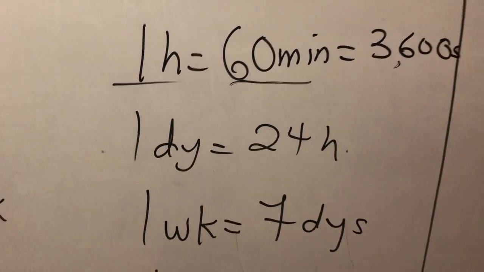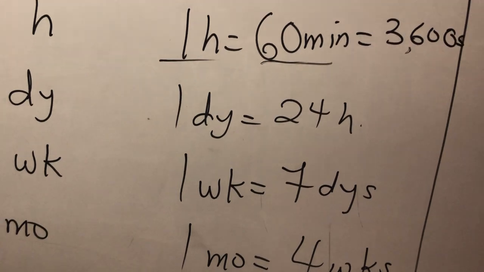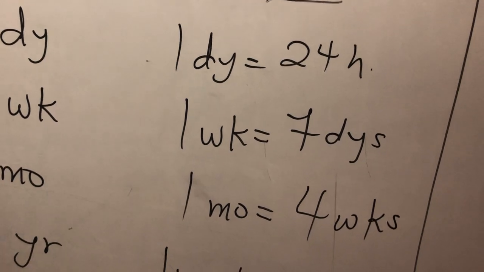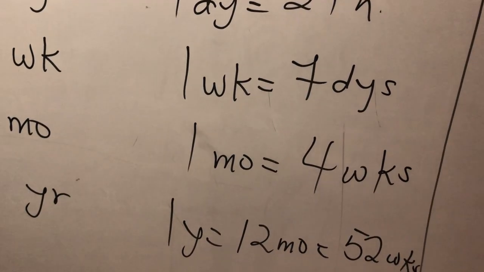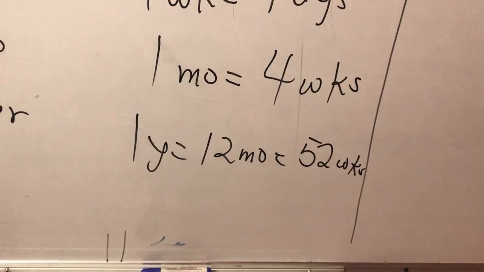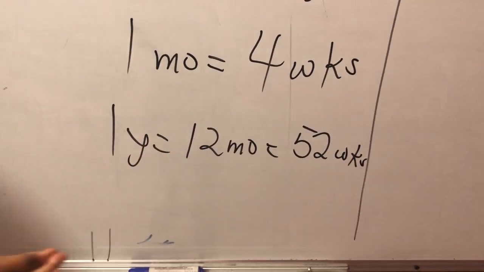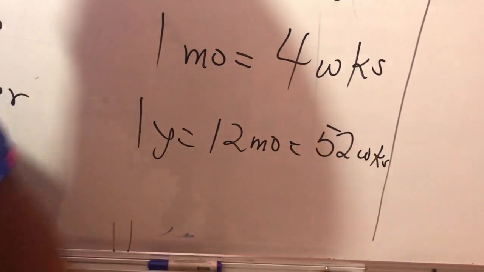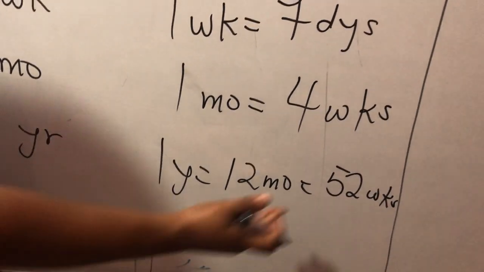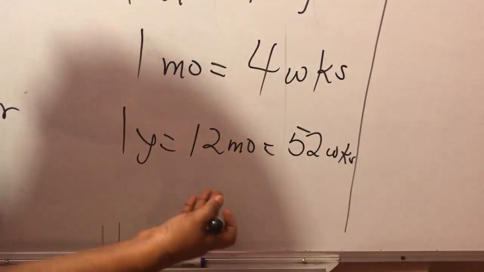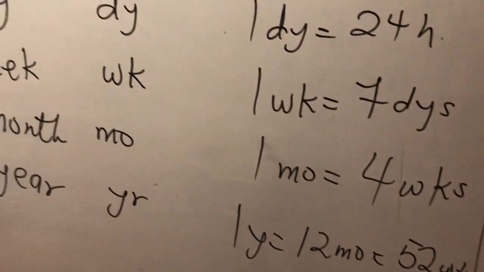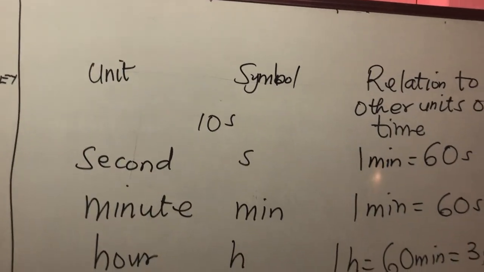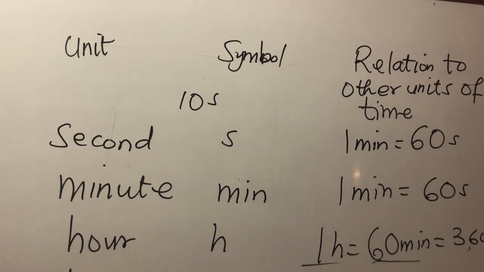Okay, now let's look at days. For every day, there are 24 hours in a day. You know that already. Now for a week, we have 7 days in a week. For a month, we have 4 weeks making up a month. And for a year, we have 12 months. And in the same year, we have 52 weeks. So there are 52 weeks in 12 months and 52 weeks in a year. So that is what you have to know. Before we move on, quickly take a pen. If you have forgotten these basics, quickly take a pen and write them down.